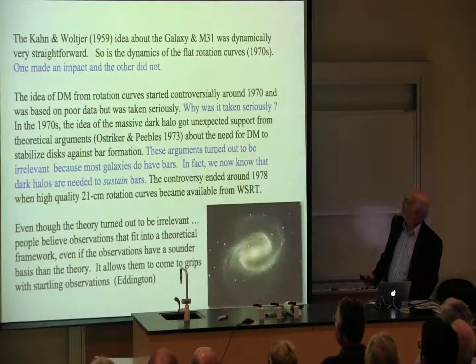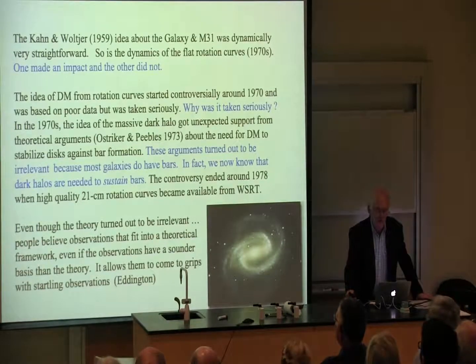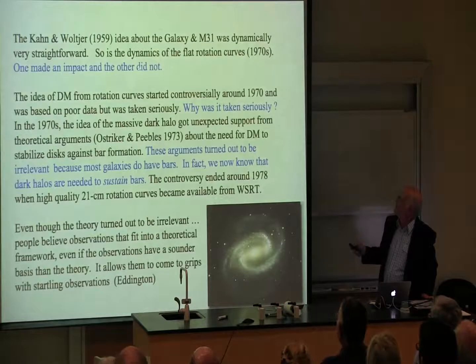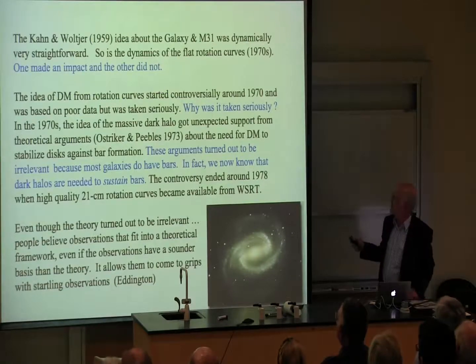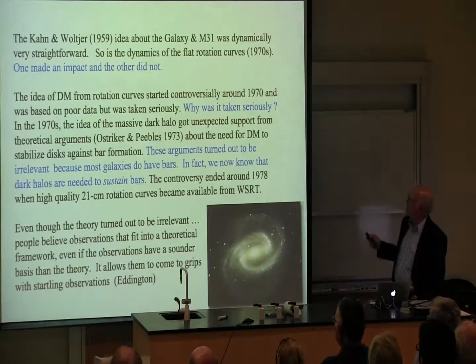So, okay. So, the Kahn and Bolcher work, going back to our galaxy in Andromeda, that was dynamically very straightforward. So is the dynamics of the rotation curve analysis. One of them made an impact and the other one didn't. And the idea of dark matter from rotation curves started controversially around 1970 because the data was poor, but it was taken seriously. And why was it taken seriously?